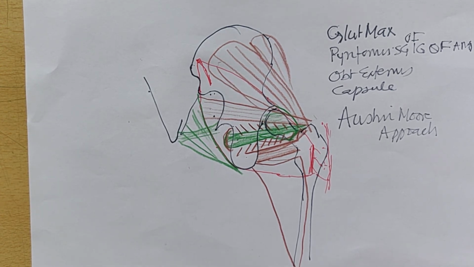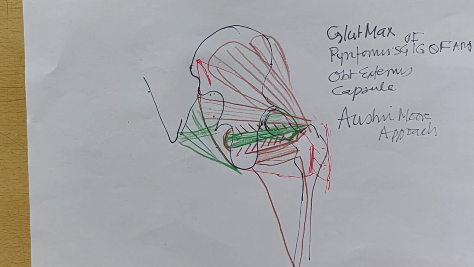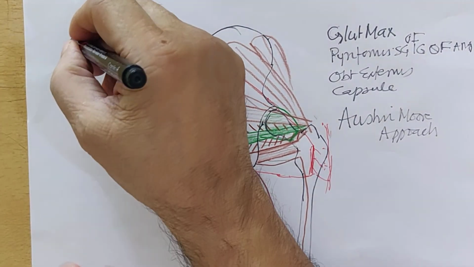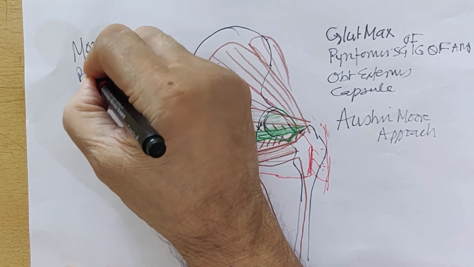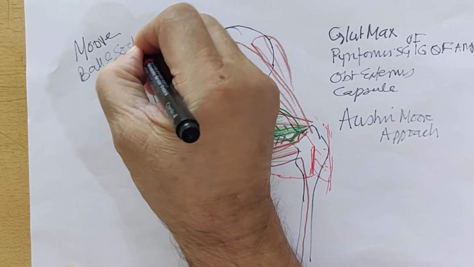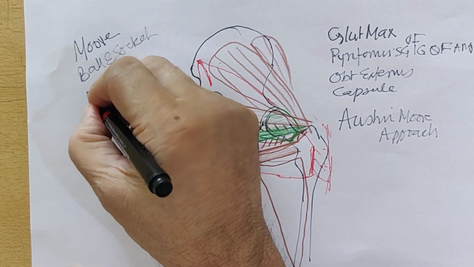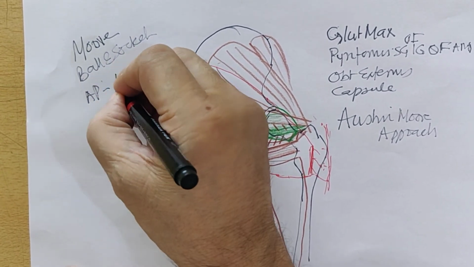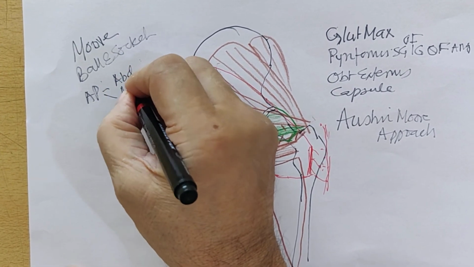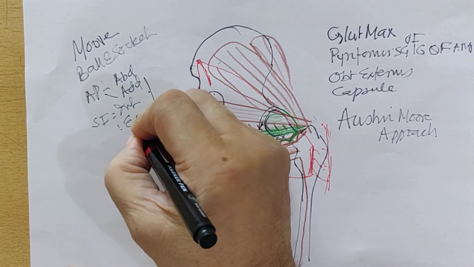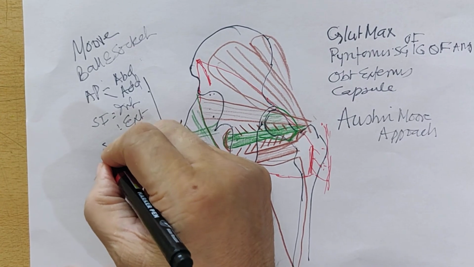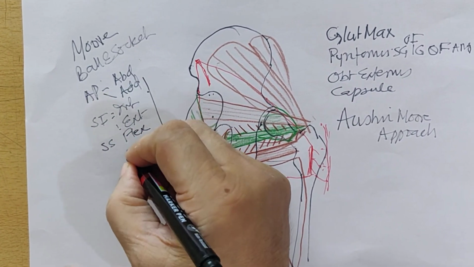So, we have finished the extensors, the flexors, the adductors, and the abductors of the hip, and these are the muscles that move the hip, which is a ball and socket joint, and therefore the ball has 3 axes: antero-posterior, in which there is abduction and adduction; supero-inferior, on which there is internal and external rotation; and side to side, on which there is flexion and extension.